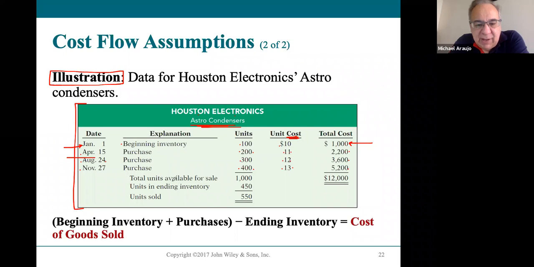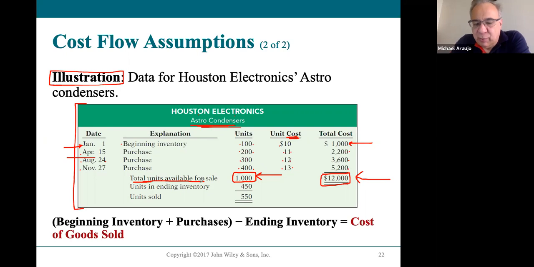And now at the end of the year, the total units that they purchased for the whole year was 1,000. And it cost them a whole $12,000 for all of that inventory. These are very, very important figures to know. These 1,000 units are all of the units from the beginning plus all the purchases added together. This $12,000 is the beginning amount of inventory plus all the purchases added together. That's the total available for sale.